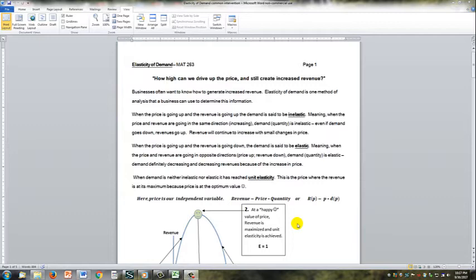When the price is going up and the revenue is going up, the demand is said to be inelastic, meaning when the price and the revenue are going in the same direction, increasing, demand or the quantity is inelastic. That means that even if the demand goes down and prices go up, revenue will continue to increase with small changes in price. So let me show you where that is on this graph here.